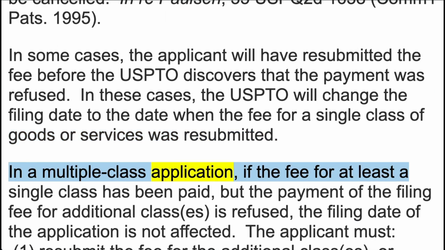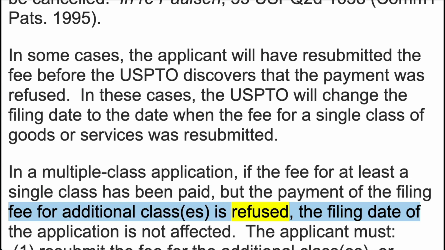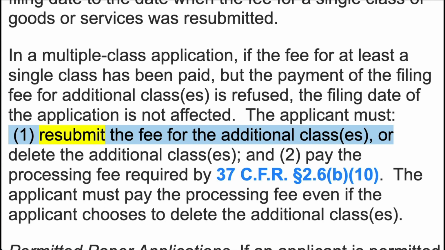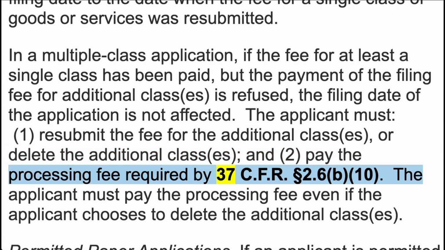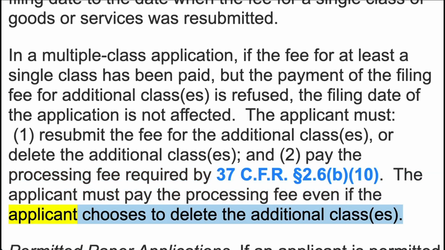In a multiple class application, if the fee for at least a single class has been paid, but the payment of the filing fee for additional classes is refused, the filing date of the application is not affected. The applicant must 1. Resubmit the fee for the additional classes, or delete the additional classes, and 2. Pay the processing fee required by 37 CFR Section 2.6(b)(10). The applicant must pay the processing fee even if the applicant chooses to delete the additional classes.